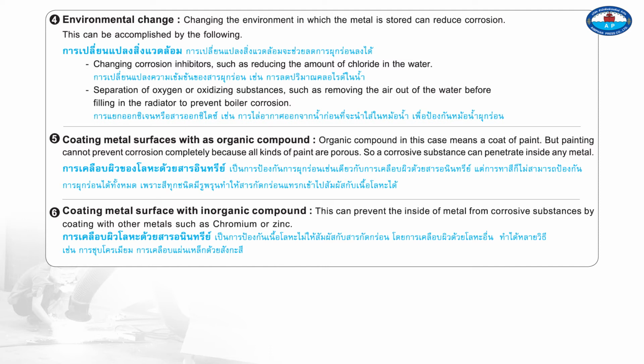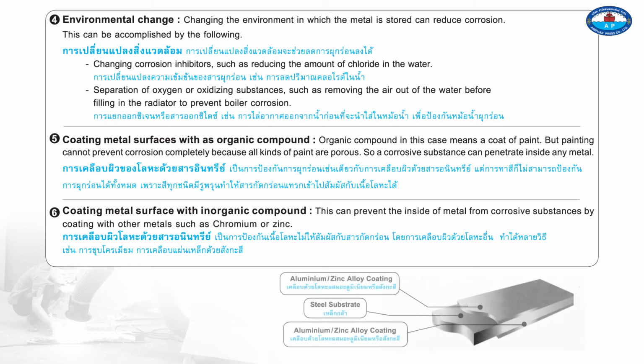6. Coating metal surfaces with an inorganic compound. This can prevent the inside of metal from corrosive substances by coating with other metals such as chromium or zinc. Aluminum, zinc alloy coating. Steel substrate. Aluminum, zinc alloy coating. Multi-coating material.